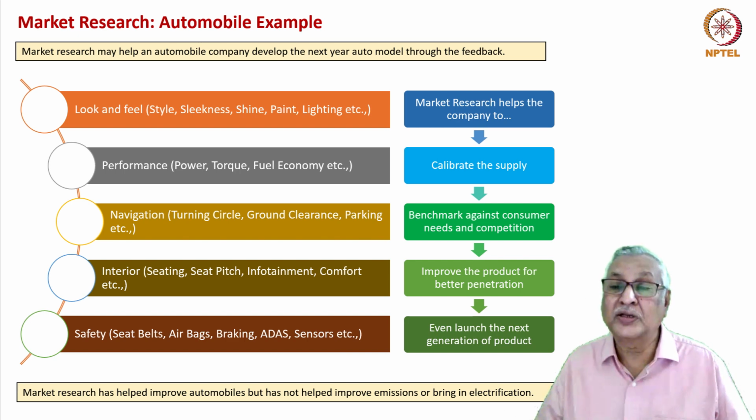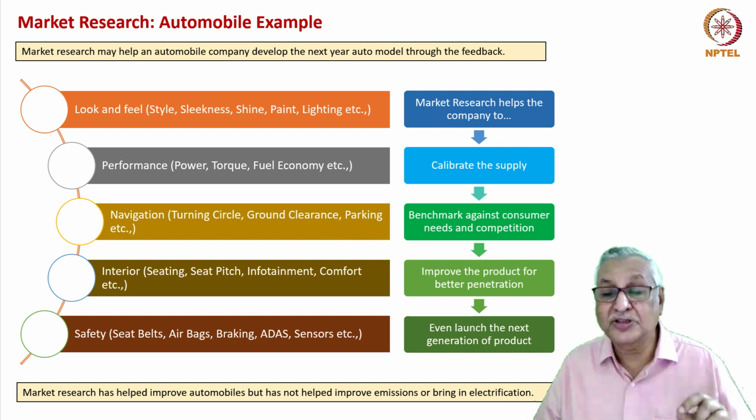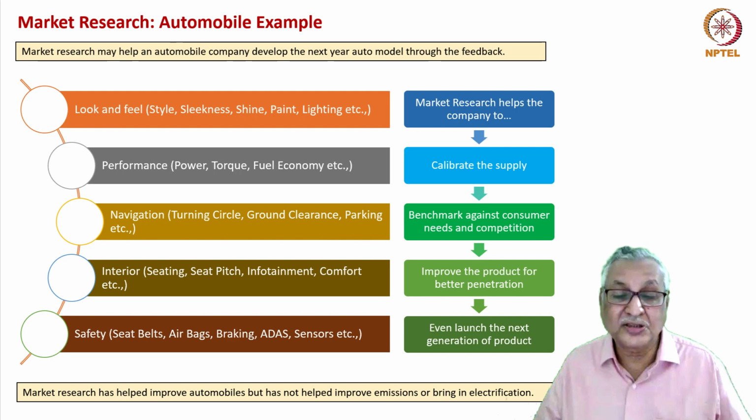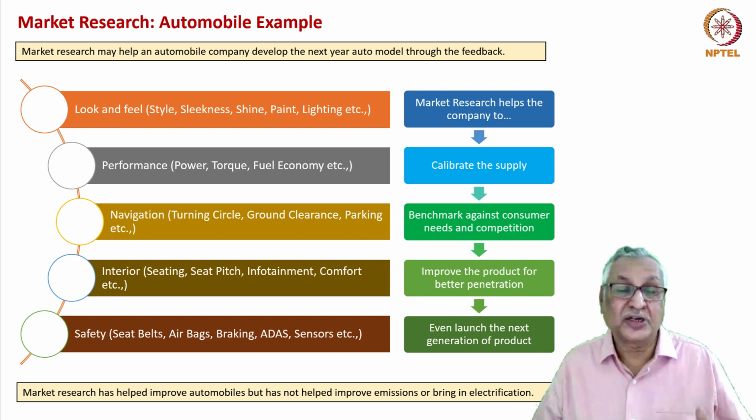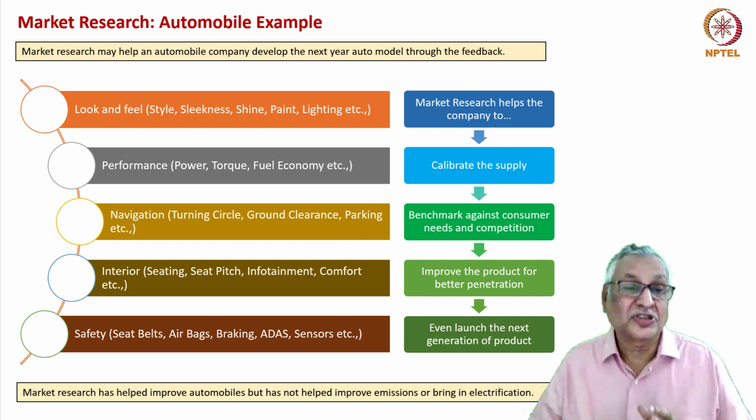Market research helps the company again to calibrate the supply of automobiles, benchmark against consumer needs and competition, improve the product for better penetration, and even launch the next model for the next year. Market research has certainly helped improve automobiles, but it has not helped improve the emissions or bring in electrification. These have happened due to the requirements from the regulators or from the entrepreneurial passion of certain companies and certain founders to take the automobile to the next level. So, market research has its limitations. It is not going to be a substitute for strategic thinking and entrepreneurial passion. Market research cannot do that.